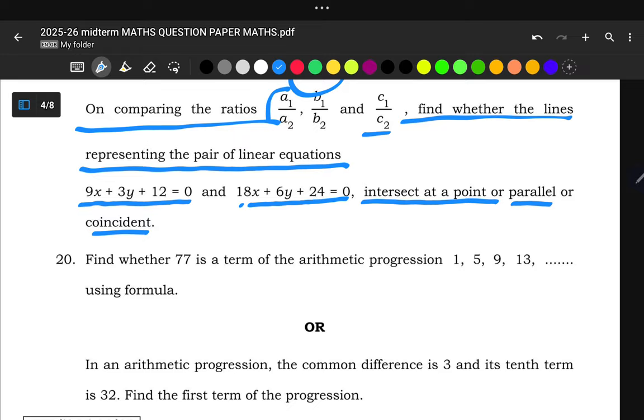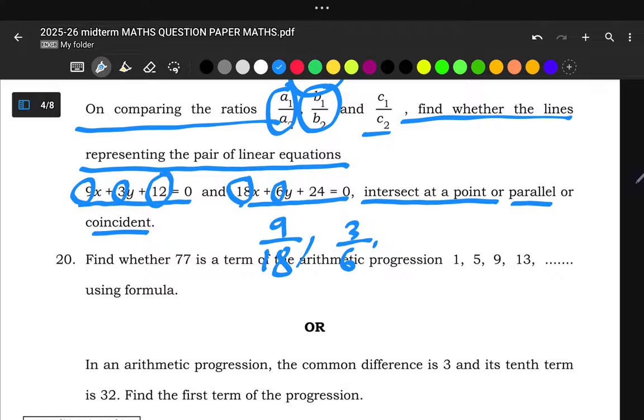See what is here: a1 upon a2. a1 equal to 9, a2 is 18. It means 9 upon 18. And b1 upon b2. Look here, b1 is 3, b2 is 6. 3 upon 6. And c1 upon c2. c1 is 12, c2 is 24. Means 12 divided by 24. Just simplify the given fractions.